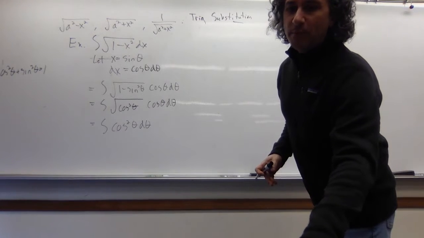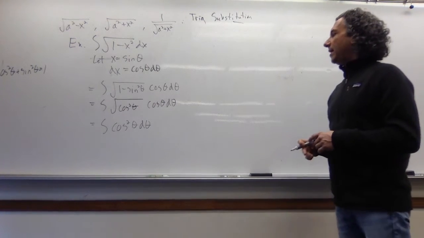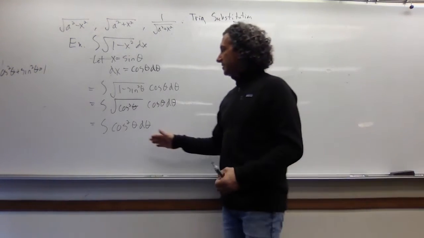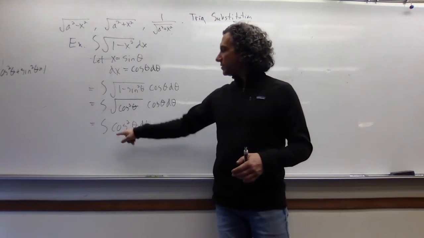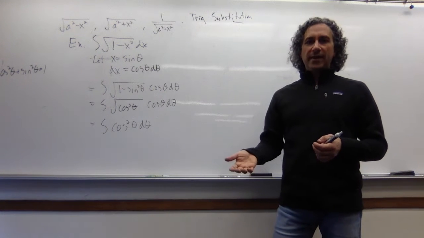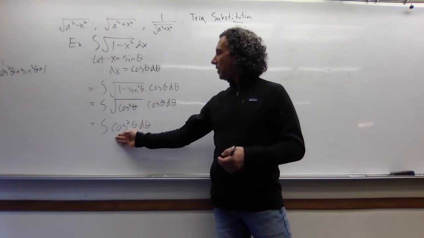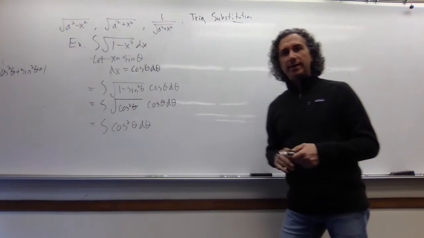So at this point, we actually have two options in solving this. Let me just tell you both, and then I'll tell you which one I would recommend. Cosine squared theta is cosine theta times cosine theta. So you could actually do integration by parts on this one.